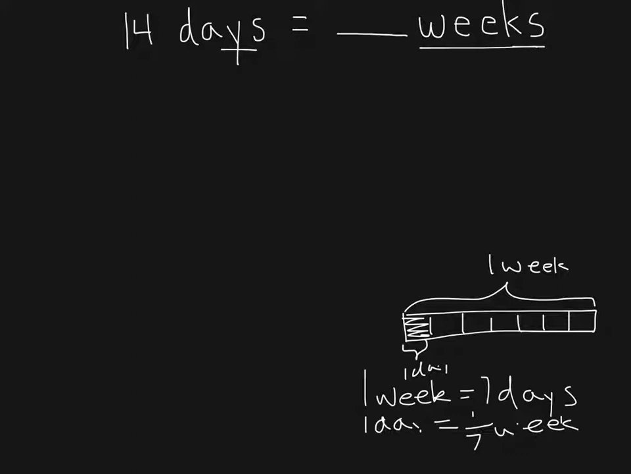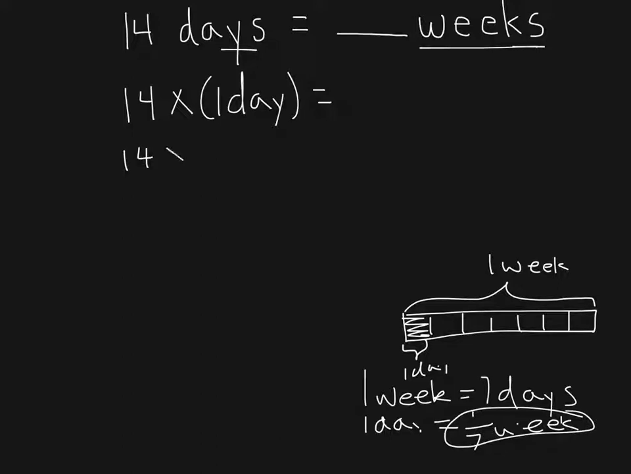So up here, we're going to follow the same process that we did yesterday, where we take 14 times 1 day, and now I'm going to switch my units, and I'm going to look down here. 1 day equals 1/7 of a week. So I have 14 times 1/7 of a week.